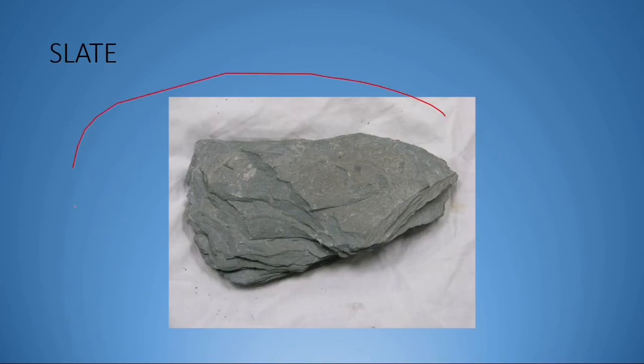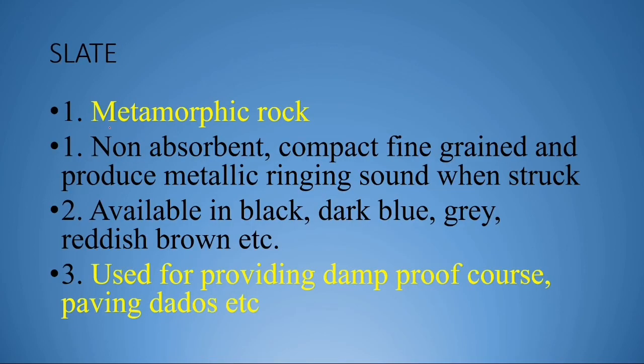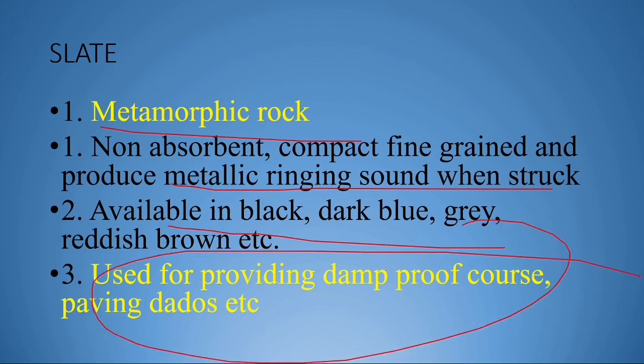So this is also an important material, slate. So what is it? It is a metamorphic material. It is non-absorbent, compact, fine grained, and produces a metallic ringing sound when struck. It is available in black, dark blue, and reddish brown color. Used for providing damp-proof courses and providing dados.